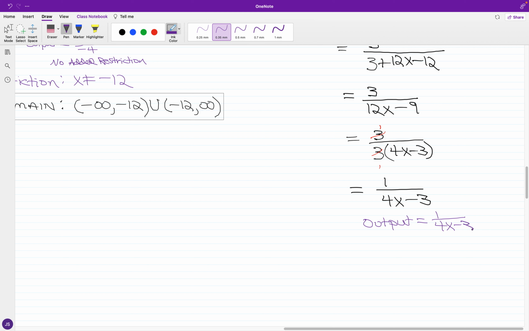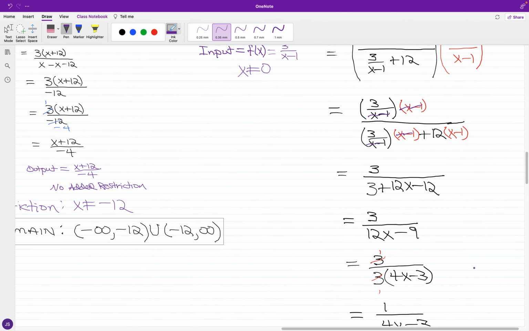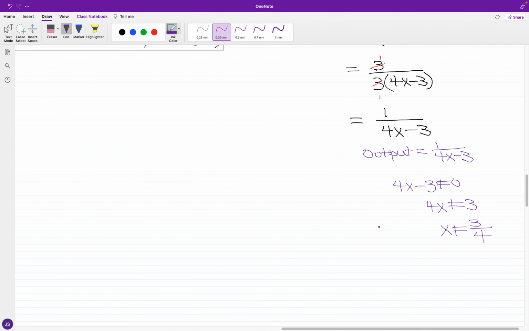I have 1 over 4x minus 3. And we got a fraction. This time we have an x term in the denominator. So the restriction is that 4x minus 3 cannot be 0. And if I try to solve what is excluded from x, if I were to add 3 to both sides, we have that 4x cannot be equal to 3, and with division by 4, it turns out that x cannot be equal to 3/4. Okay, so we now have combined exclusions this time around.